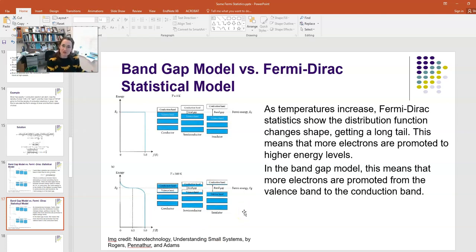So the models are different, and they assume different things, but you can see how they come together here.